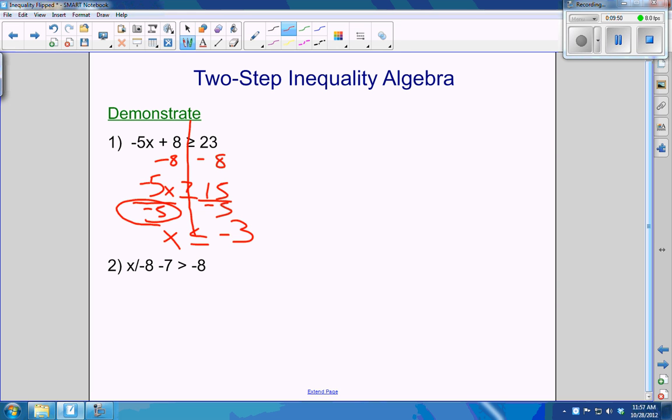Second example is x divided by negative 8 minus 7 is greater than negative 8. Do my two-step algebra. I plus 7, that gives me negative 1. X divided by negative 8 is greater than negative 1. The opposite of divided by is times by negative 8, times by negative 8. X is greater than 8. A negative times a negative is a positive.